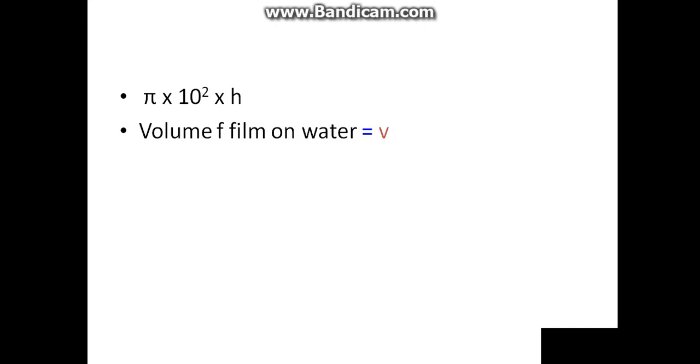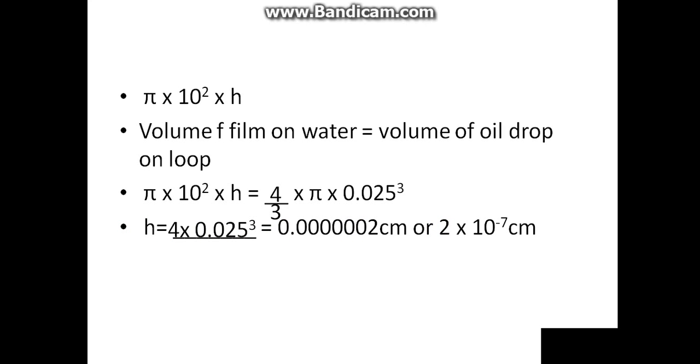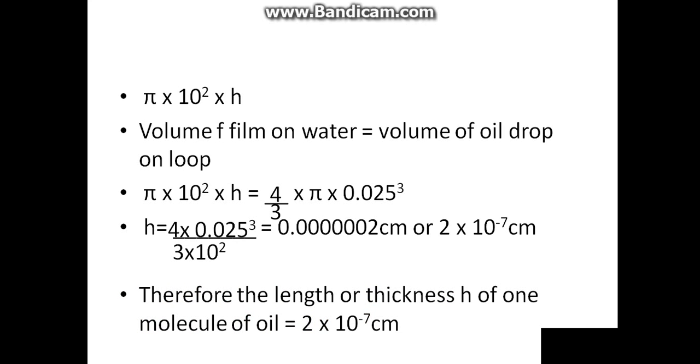Volume of film of oil is equal to volume of oil drop on loop. Pi times 10 raised to power 2 times h is equal to 4 over 3 times pi times 0.025 cubed. h is equal to 4 times 0.025 cubed all over 3 times 10 raised to power 2, which is equal to 0.0000002 cm, or 2 times 10 raised to power minus 7 cm. Therefore, the length or thickness h of one molecule of oil is equal to 2 times 10 raised to power minus 7 cm.